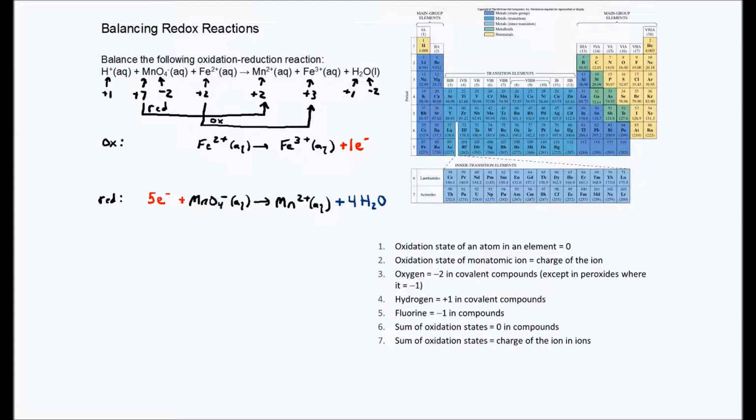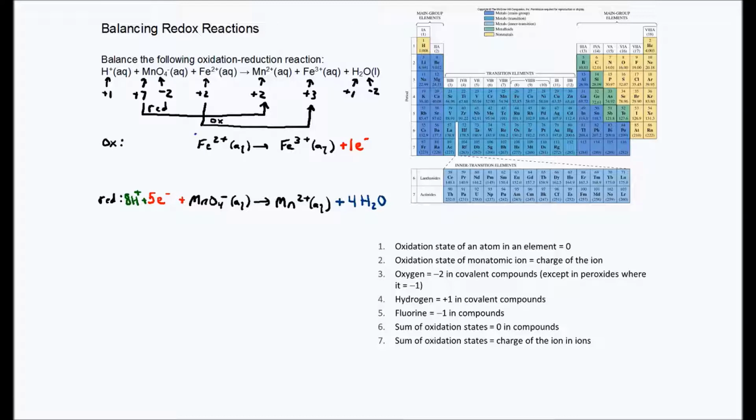Now hydrogen. I have no hydrogen atoms in the oxidation half reaction, but I have 8 hydrogens in the reduction half reaction. So I need 8 hydrogens now on the left to cancel that. So I put those in. 8H+, didn't leave myself enough room, it turned out. I can get close, there you go. 8H+ is now on the left to balance out that.